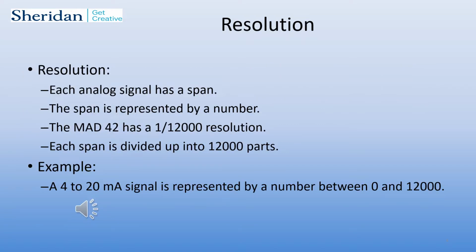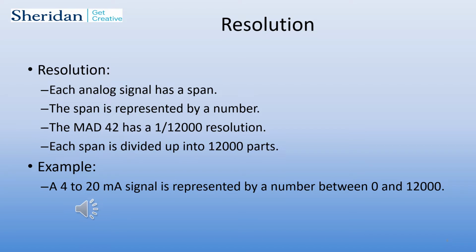Let's talk a bit about resolution. Resolution is the total number that the processor reads as a signal, or sends out to be converted into a signal. In this case, the MAD42 has a resolution of 12,000, 0 to 12,000. That's basically the span of our unit. So each analog signal actually has a span, and the span is represented by a number. Each span is divided into 12,000 little individual parts.